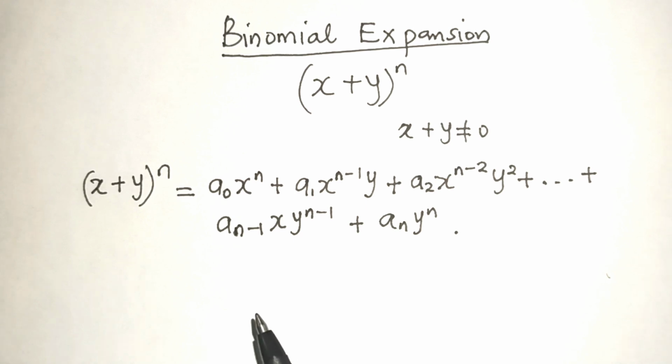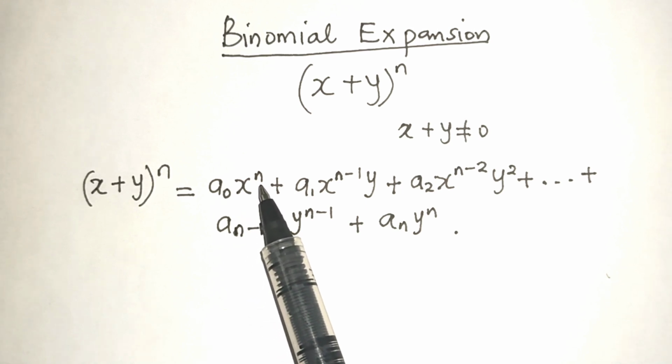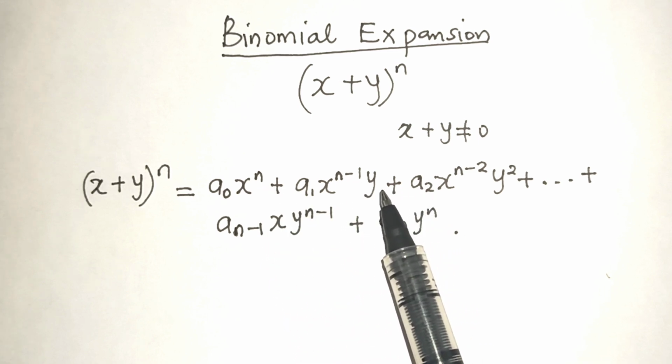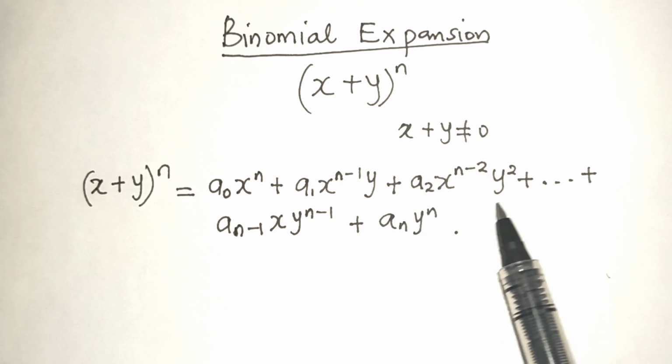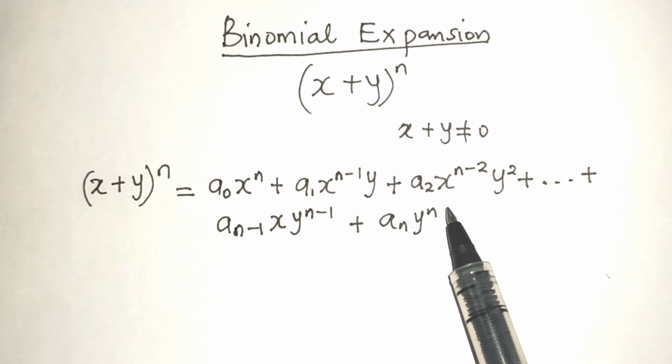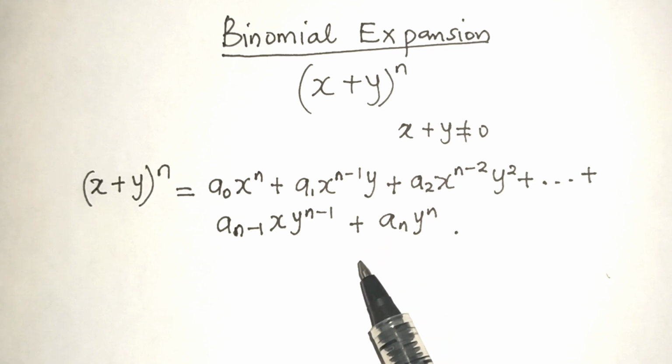Observe here that the exponent of x decreases by 1 while that of y increases by 1 up till n. The coefficients a0, a1, a2 up to an are supplied from the Pascal's triangle. I have included the link to the video on Pascal's triangle in the description of this video, so you can check it out to learn about Pascal's triangle.